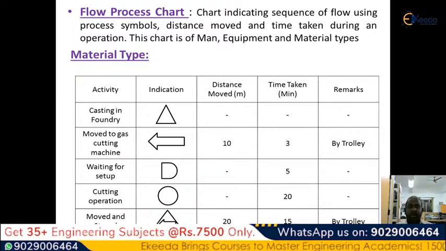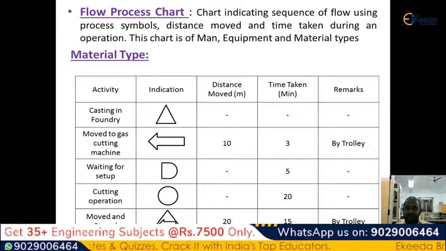I have given an example of a material type of process chart. The activities are listed at the left hand side. That is casting in the foundry. So it is in the foundry, which means that you are going to have it as a storage. That is indicated by a triangle symbol. In the storage, you are not going to have any distance moved, or any time taken. It is going to be available in the foundry.